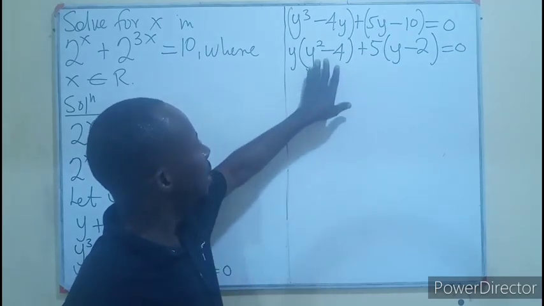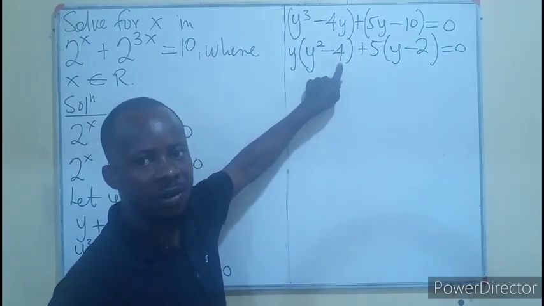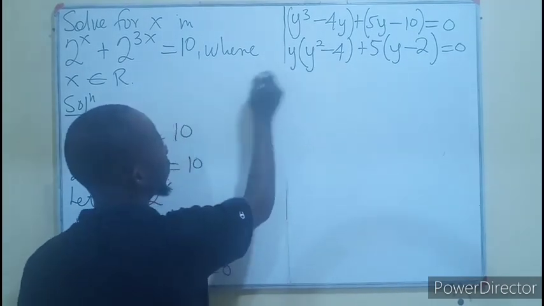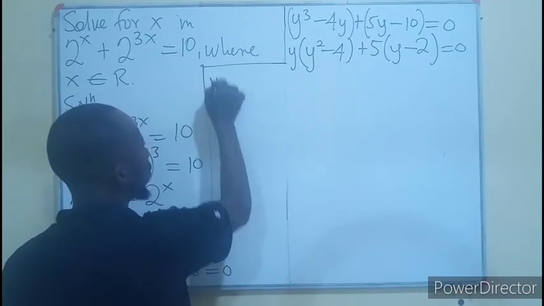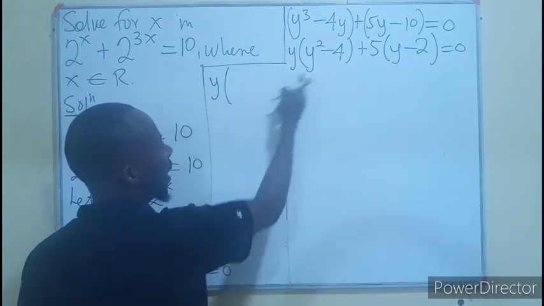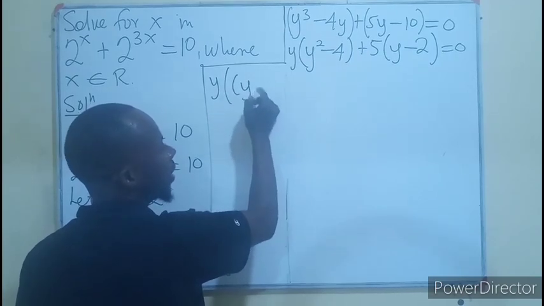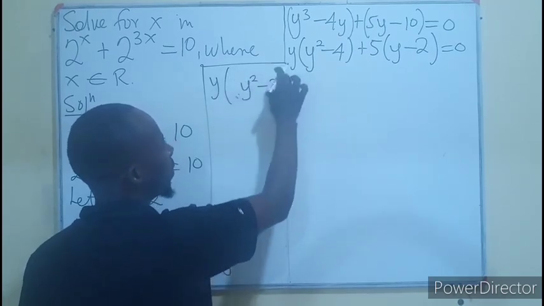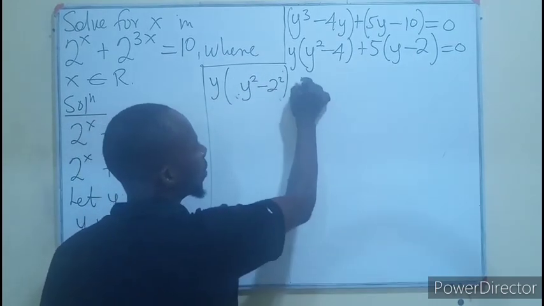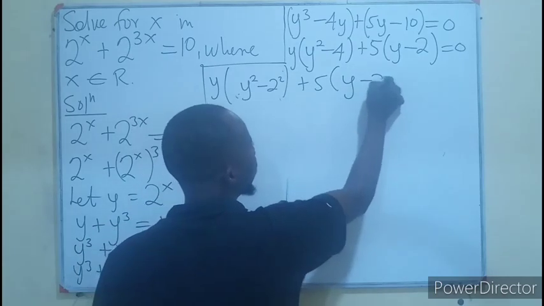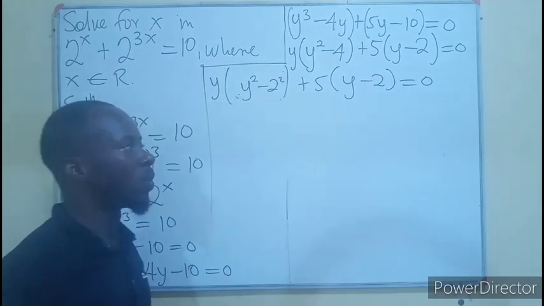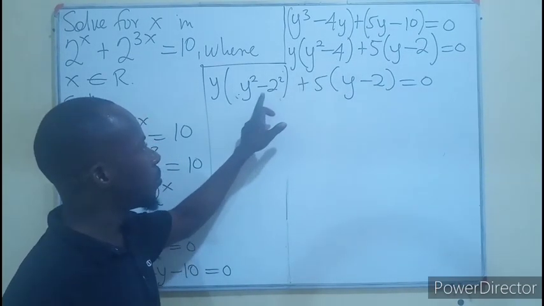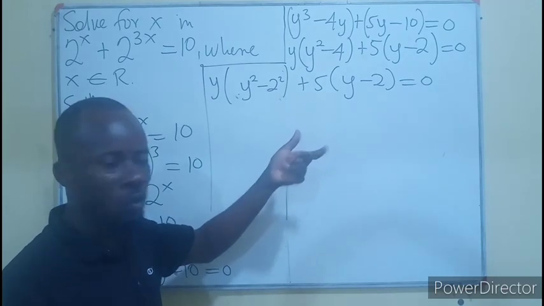Alright. But in the bracket here, I can see that 4 is a perfect square, so I can rewrite that. Here it will be y, into bracket, y^2 - 2^2. Okay, let me take off this bracket and make it 1. Plus 5 into bracket (y - 2) all equals 0. 2^2 is 4. y^2 - 2^2 will give us a difference of two squares.